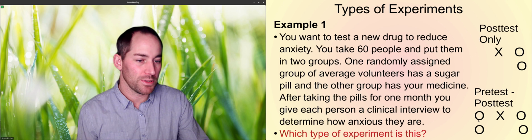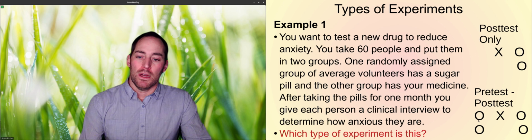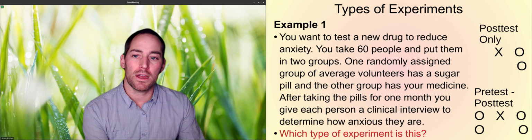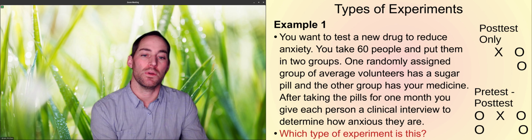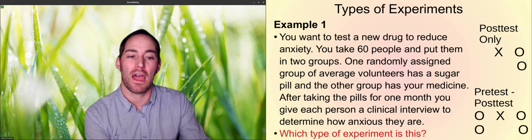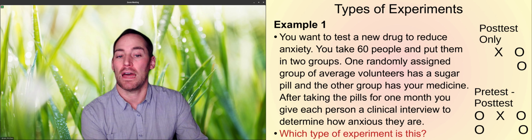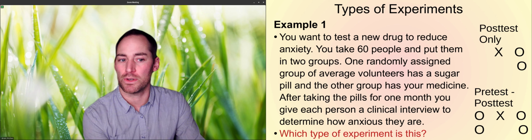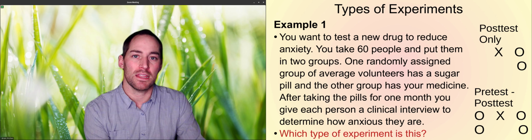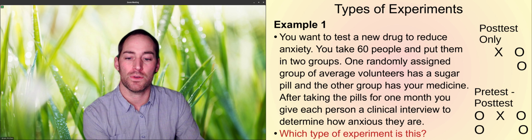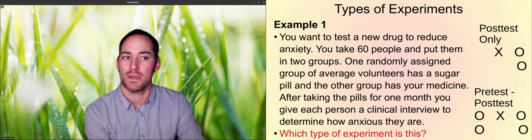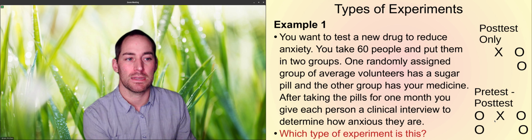So let's look at a couple types of experiments. Let's say you want to test a new drug to reduce anxiety. So you take 60 people, put them into 2 groups. One randomly assigned group of average volunteers has a sugar pill, and the other has your medicine that's supposed to reduce anxiety. After taking the pills for 1 month, you give each person a clinical interview to determine how anxious they are. So what type is this?